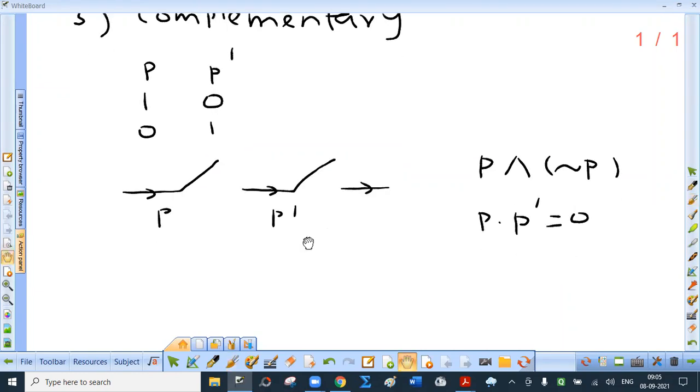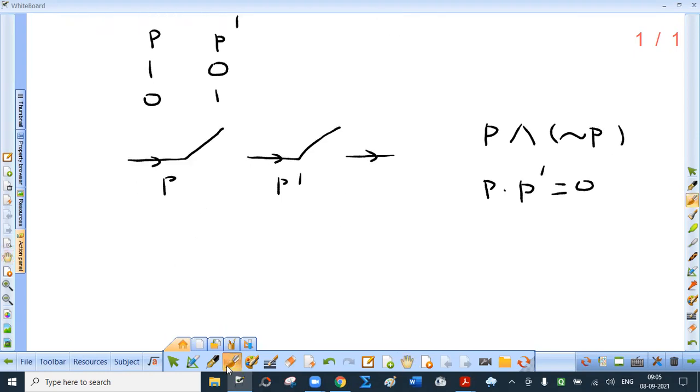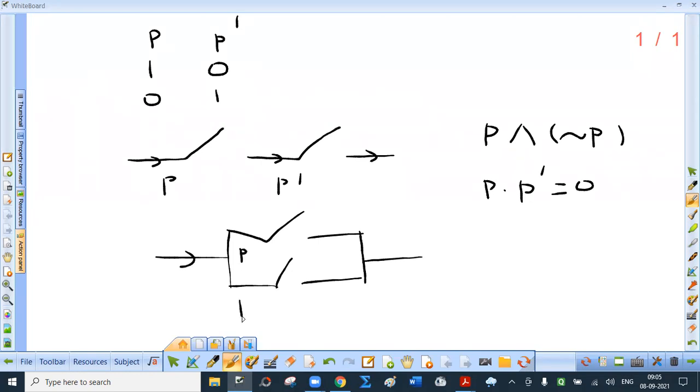I hope this is clear to you. Suppose these are connected in parallel, then current always flows. Why? Because if P is closed, fine, current flows. Even if P is not closed, then P dash will be closed. So current will flow, right? Actually, this is P or not P. We know that it is always true. It is a tautology. Or I can say here that P plus P dash is nothing but 1. Is that clear? Okay.